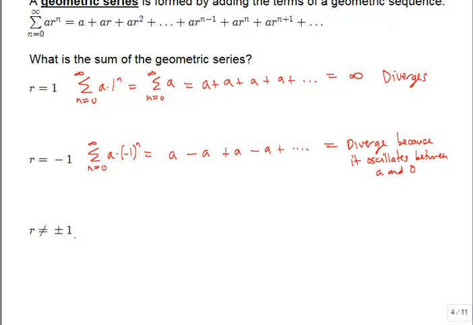So now what are we going to get for this sum if r is not 1 or minus 1? What we're going to do to figure that out is look at the nth partial sum, so that s sub n. Now one little tricky thing here is to note that the way we've defined our geometric series is that it's actually starting with an n of 0.